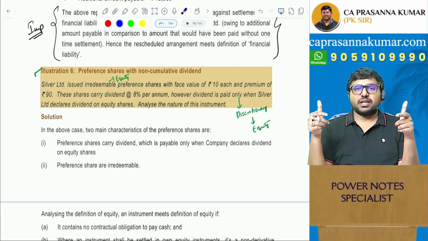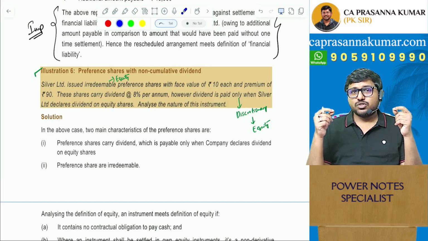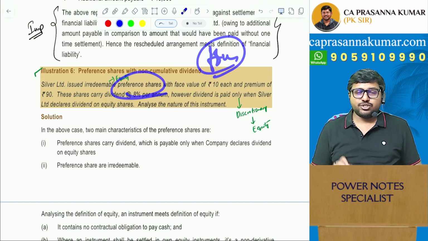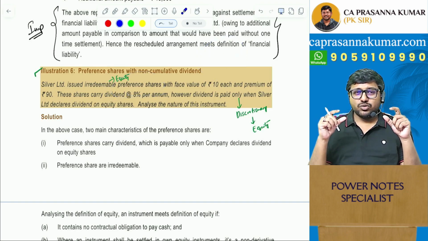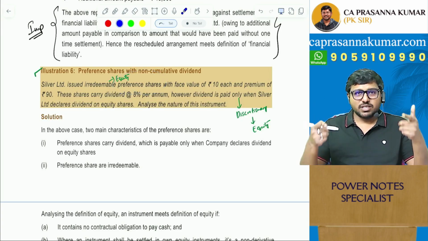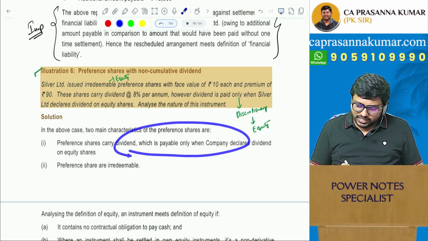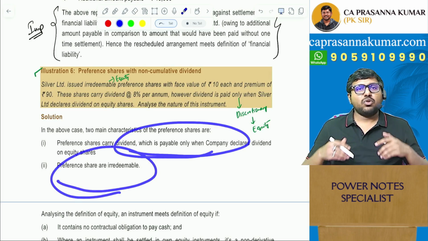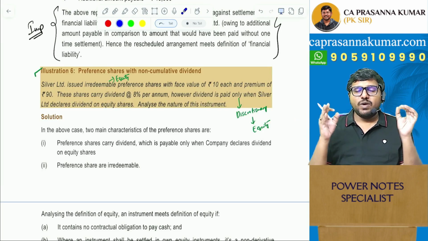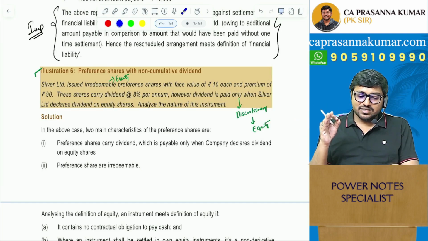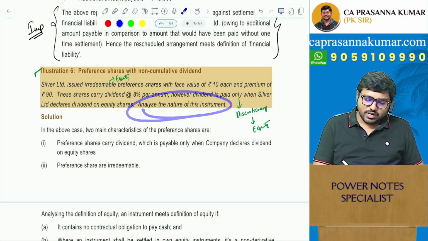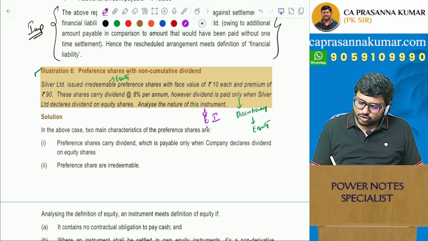So, let's apply the concept. What is the concept? Substance over form. What is the form here? The form is, it is in the form of preference shares. But according to Ind AS 32, you have to look into the substance rather than the form. What is the substance? Both dividend as well as the redemption are not obligatory, in the sense they are not compulsory. There is no obligation. When there is no obligation, definitely it satisfies the definition of what? Equity instrument. Therefore, analyze the nature of the instrument. What is this instrument? Equity instrument.